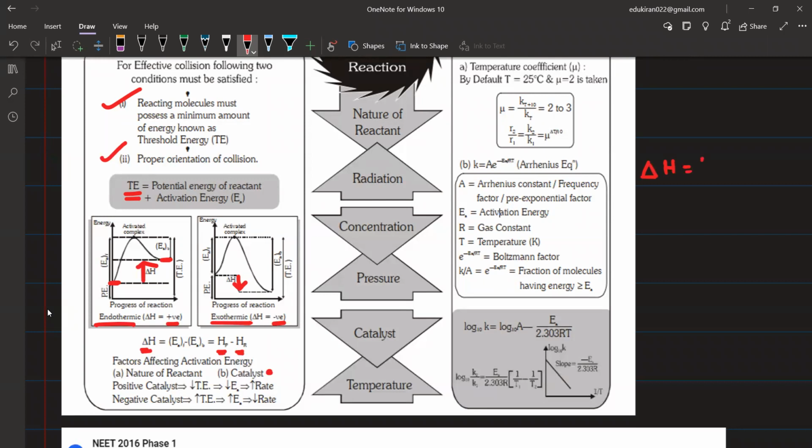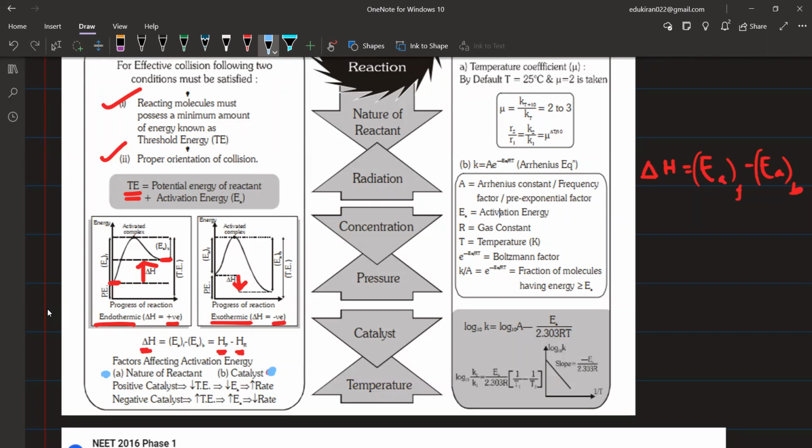Delta H is equal to activation energy of the forward reaction minus the activation energy of backward reaction. Okay. So please write this down. Next, another thing that is very important is the factors that affect the activation energy. There are only two things that can affect the activation energy. One is nature of reactant and the catalyst.